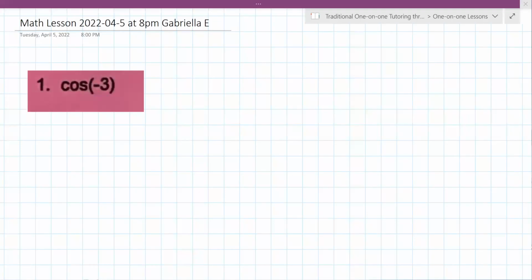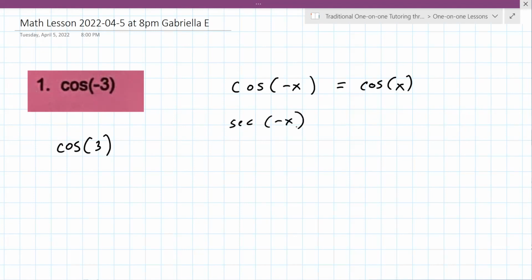And we'll get started. So the first couple of questions, you have to know the following: cosine of negative x equals the cosine of x. So basically, if you have a negative number inside, it goes away. And I'm assuming you're doing all of them, so secant would also follow this because it's like cosine.